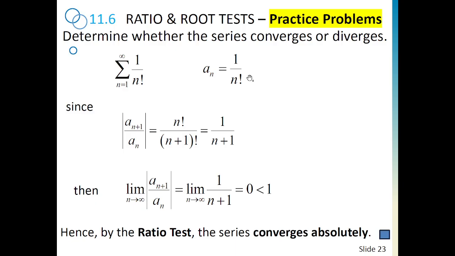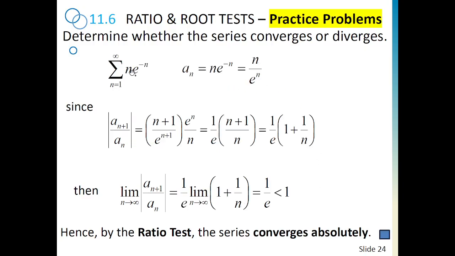This series has only factorial, so obviously the easiest thing is to use the ratio test, even though we could use some other things like direct comparison test with the series 1 over n squared, but let's say here this is even faster. We don't need to think too much. Limit here will be 0, therefore by the ratio test, the series is convergent absolutely.